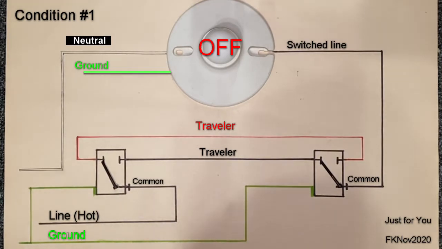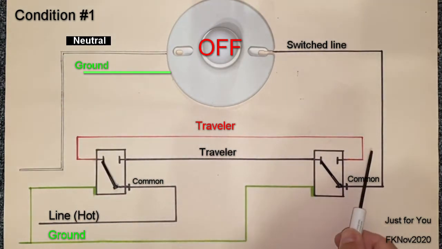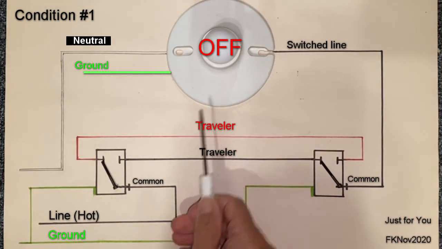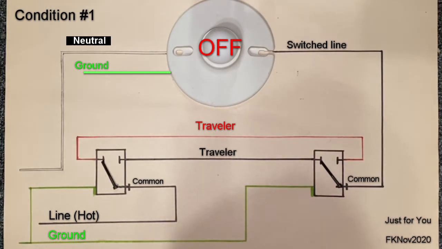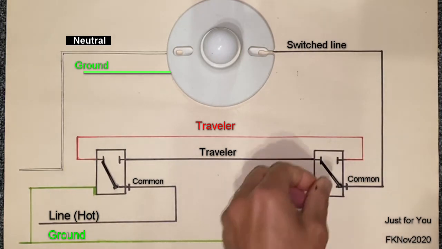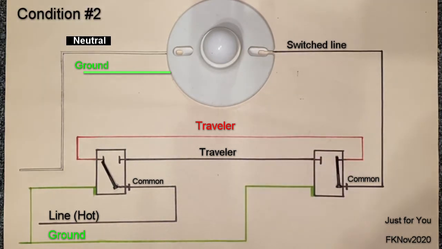So this is condition number one, where we have our current flowing through our switch number one. This is our common terminal, flows through here, through the traveler, back to this switch, and stops. So current doesn't flow to our lamp. We don't have our lamp turned on. So next condition we could have is we could flip this switch to position.